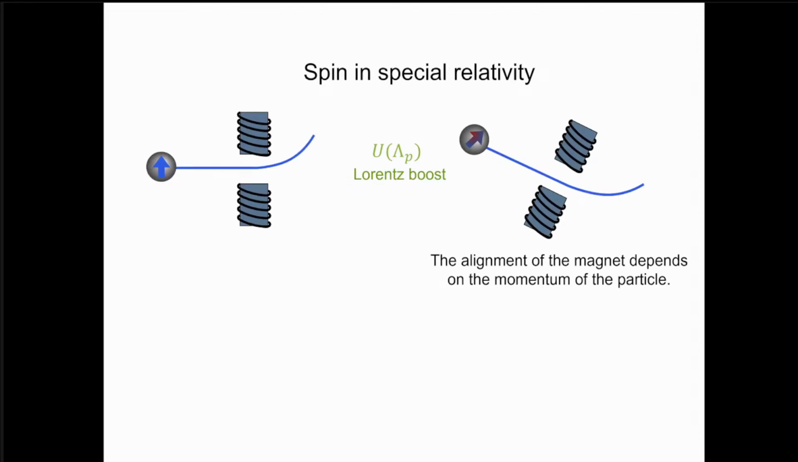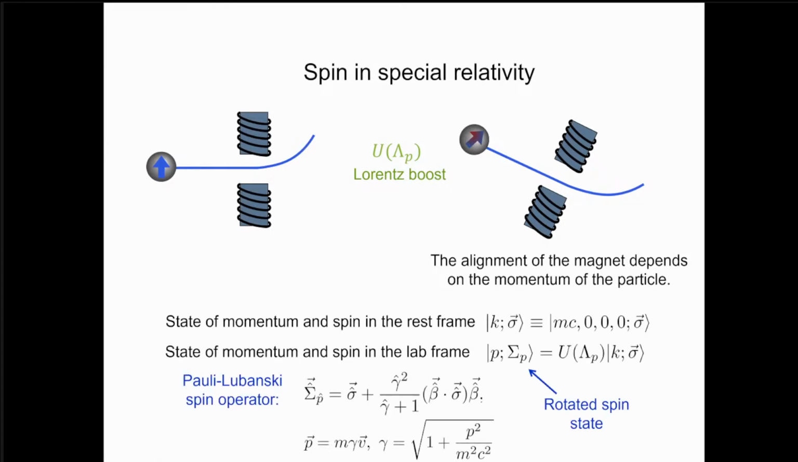if I have a relativistic particle, well, then in order to have something that was spin up in the non-relativistic low velocity case, in order to again be deflected with probability 1 up, I need to rotate my magnetic field. So the alignment of the magnet depends on the momentum of the particle. For each momentum, I would need to align the magnet differently, and this comes from the fact that the relativistic boost actually couples momentum and spin.